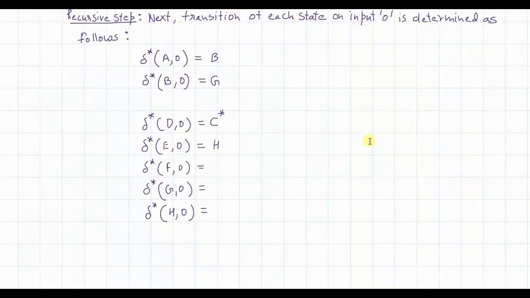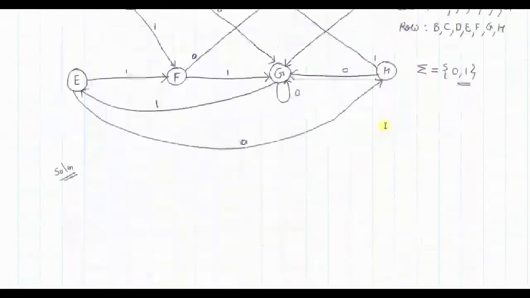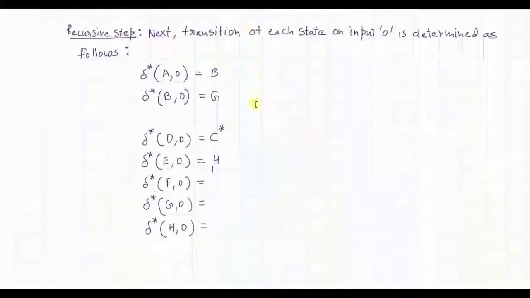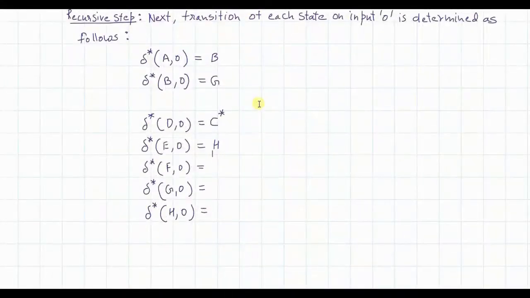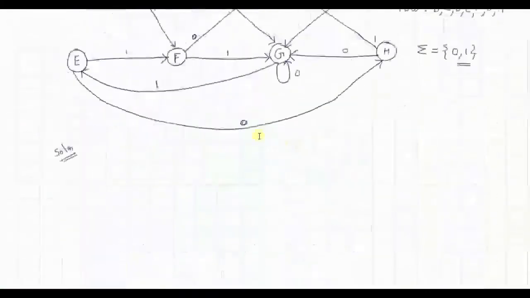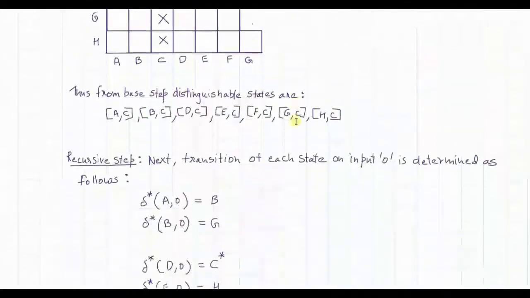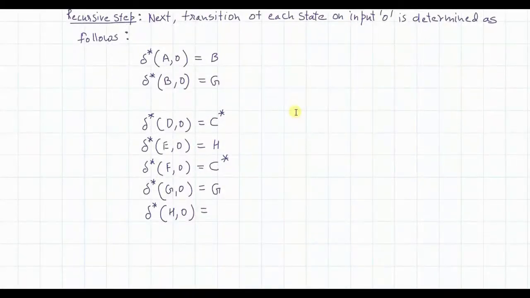Then we will find out F on 0 and G on 0. Notice F on 0 goes to C, G on 0 goes to itself. F on 0 goes to C. Again, since C is a final state, make it a star. G on 0 goes to G itself, and finally H on 0 goes to G. Okay, H on 0 goes to G.